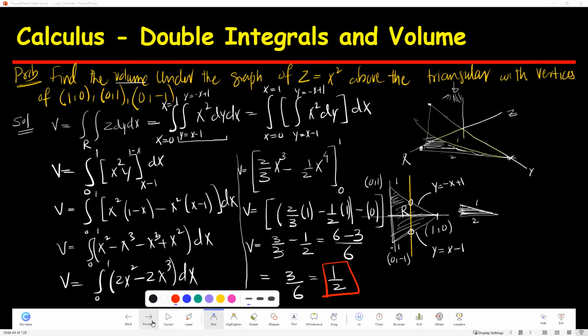I'm going to go to another problem. Take a look into that one. This time we're going to be just solving this double integral without any wording. It's not a word problem. Okay, it's not a word problem.